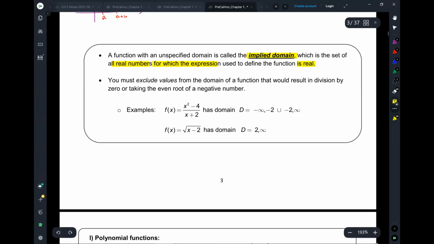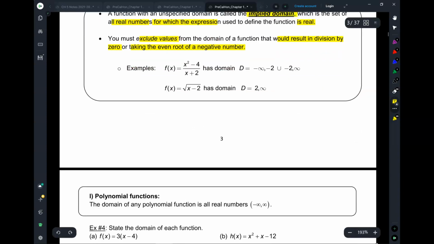All right? So you have to exclude values from the domain of a function that would result in dividing by 0 or taking the even root of a negative number, right? So when can the function not be defined, or when can it be not real? Well, either when you're dividing by 0 or when you have to take the root of a negative number. Okay, so as long as none of those things are happening, then that's the domain.